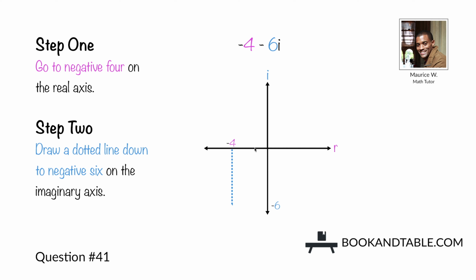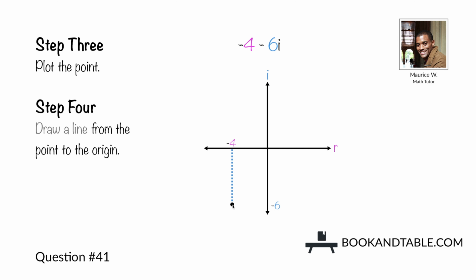Step 1, go to -4 on the real axis. Step 2, draw a dotted line down to -6 on the imaginary axis, and then plot the point that represents our complex number, -4 minus 6i. From the point, we want to draw a line to the origin. This gives us the right triangle that we'll use to calculate our argument.